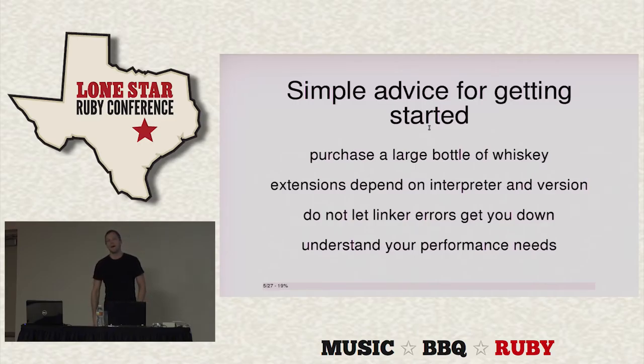A couple of things to keep in mind: if you build a traditional C or C++ extension, it is going to depend on the Ruby interpreter you use. So it's not going to work with JRuby, and it won't work with Rubinius. And there are even differences in the version of Ruby as well. Those are typically fairly minor, but they do require a recompile. You're going to have some linker errors, so just get your hands dirty, get over it. They're not that bad. Understand your performance needs and what interpreter you're going to use so that you select the best tool for the job.